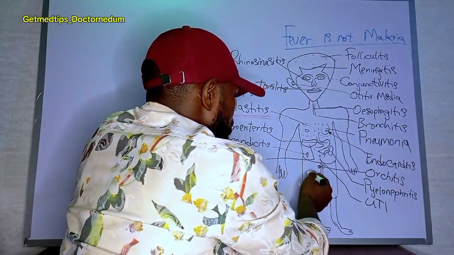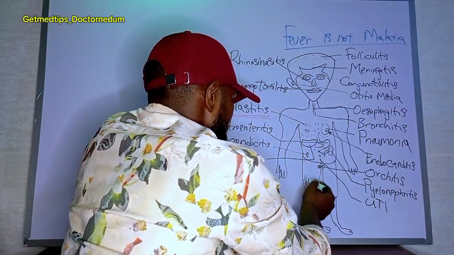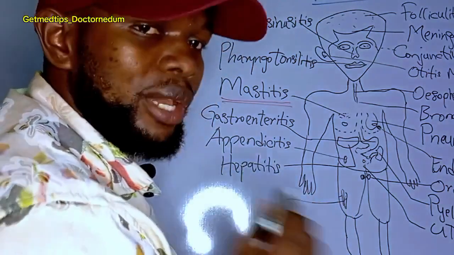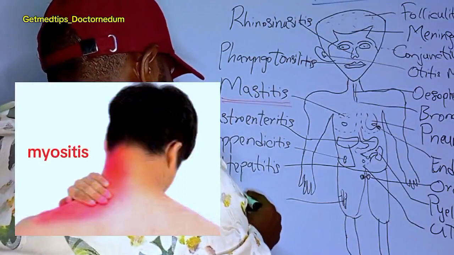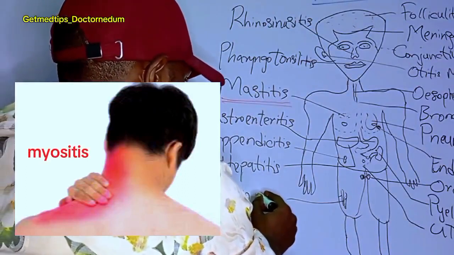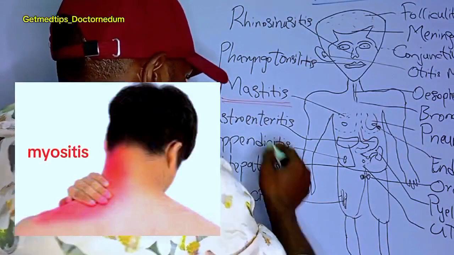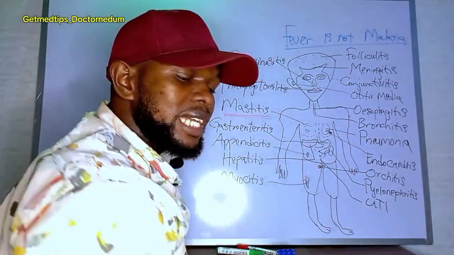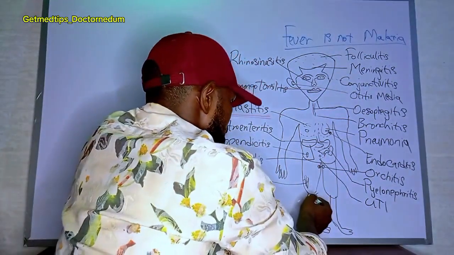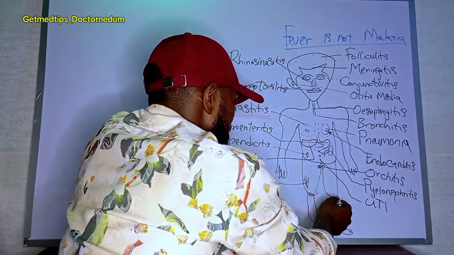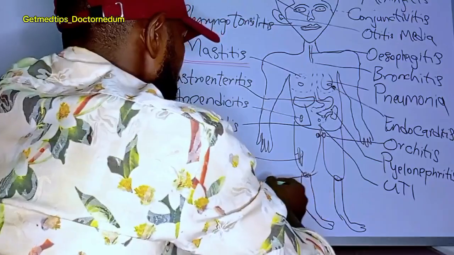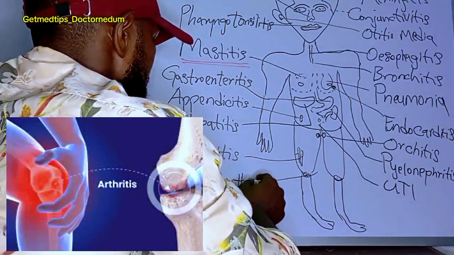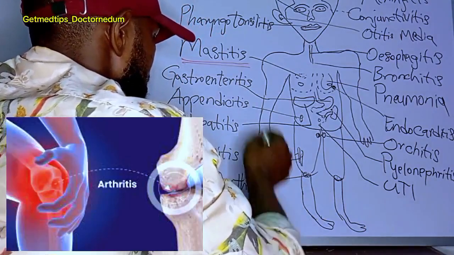Now, if it is in the muscle, let's assume this patient's muscle has infection, that is myositis, and it causes fever. Now, if it happens in the joints, let's assume the knee joint or the hip joint, infection can happen in the joints. That is what? Arthritis. And it can cause fever.